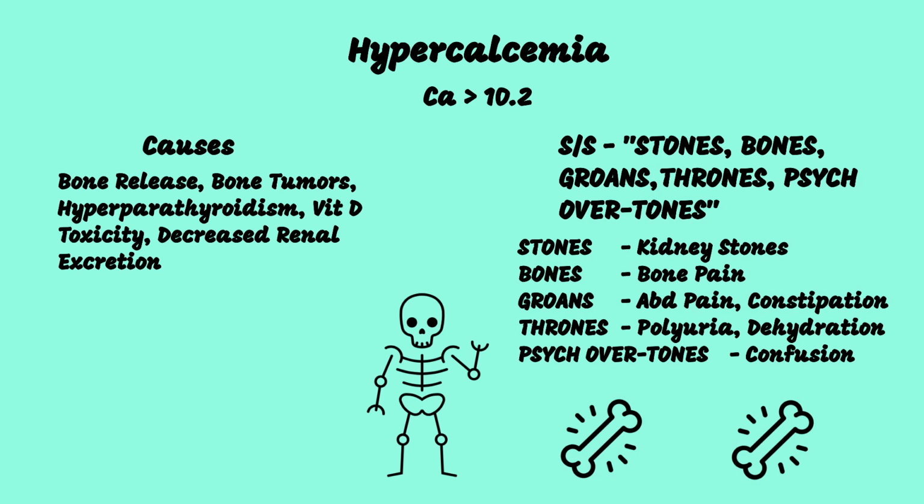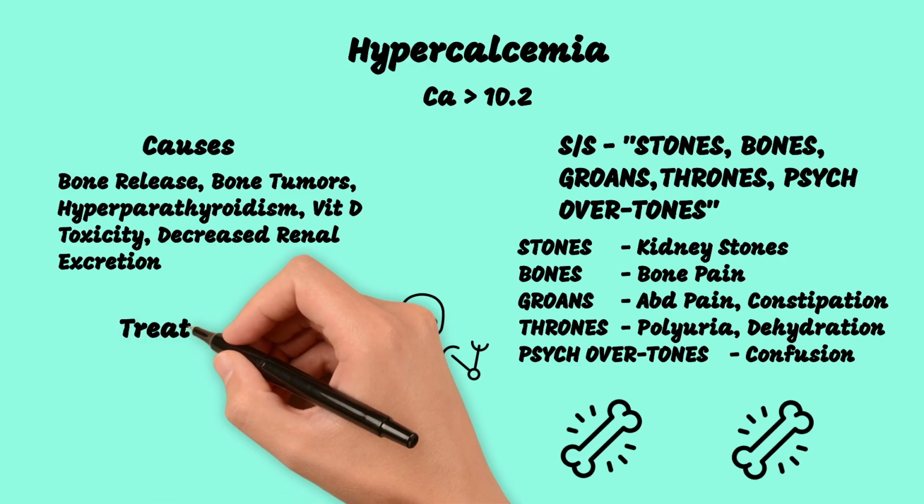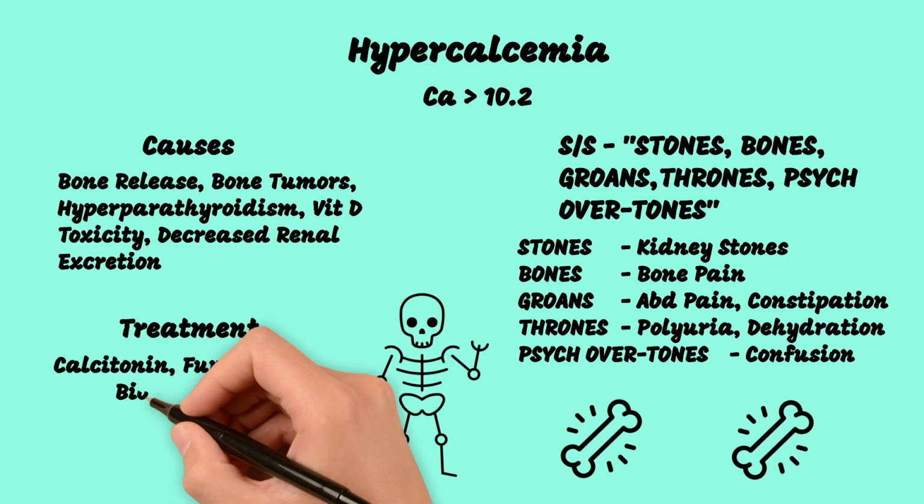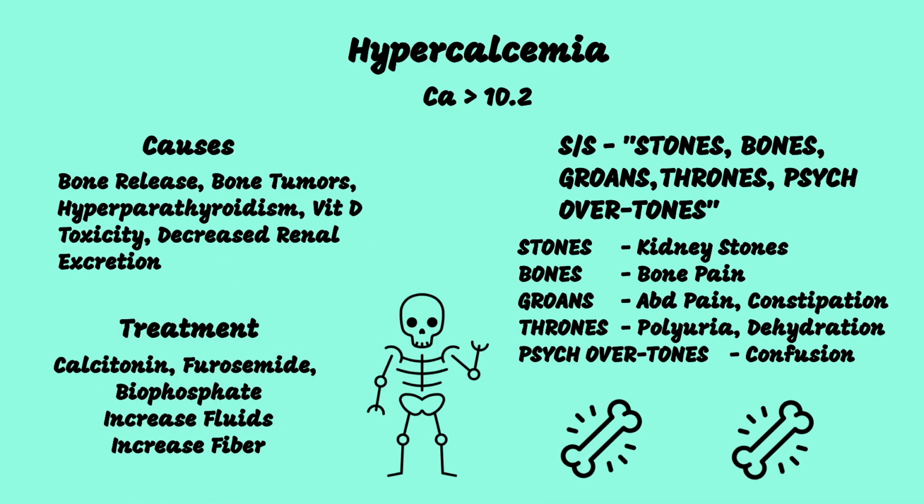How do we treat hypercalcemia? Giving things like calcitonin to push that calcium back into the bones, furosemide to get rid of it, bisphosphonates, increasing fluids to flush it out, and increasing fiber intake to help flush it out through your GI system.